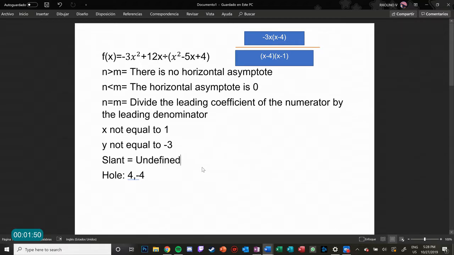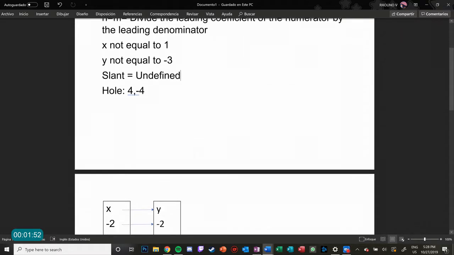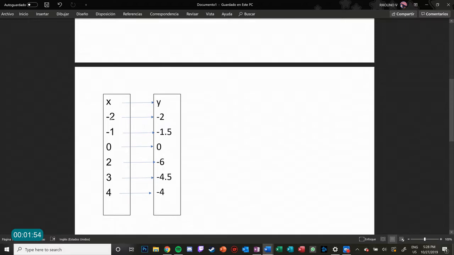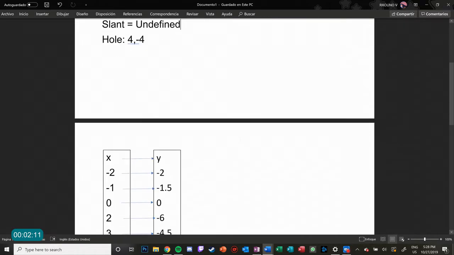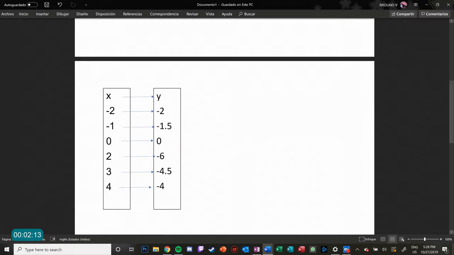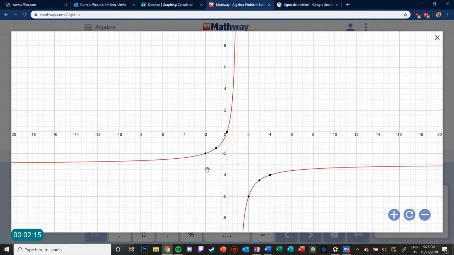Now you have to tabulate to graph the points. The points we graph are minus 2, minus 1, 0, 2, 3, and 4, since each one of these points will give us an approximation of how the graph is. To tabulate, the points should be substituted in place of the variables in the problem. Now plot the points in the graph and draw lines passing through the points, respecting the asymptotes.